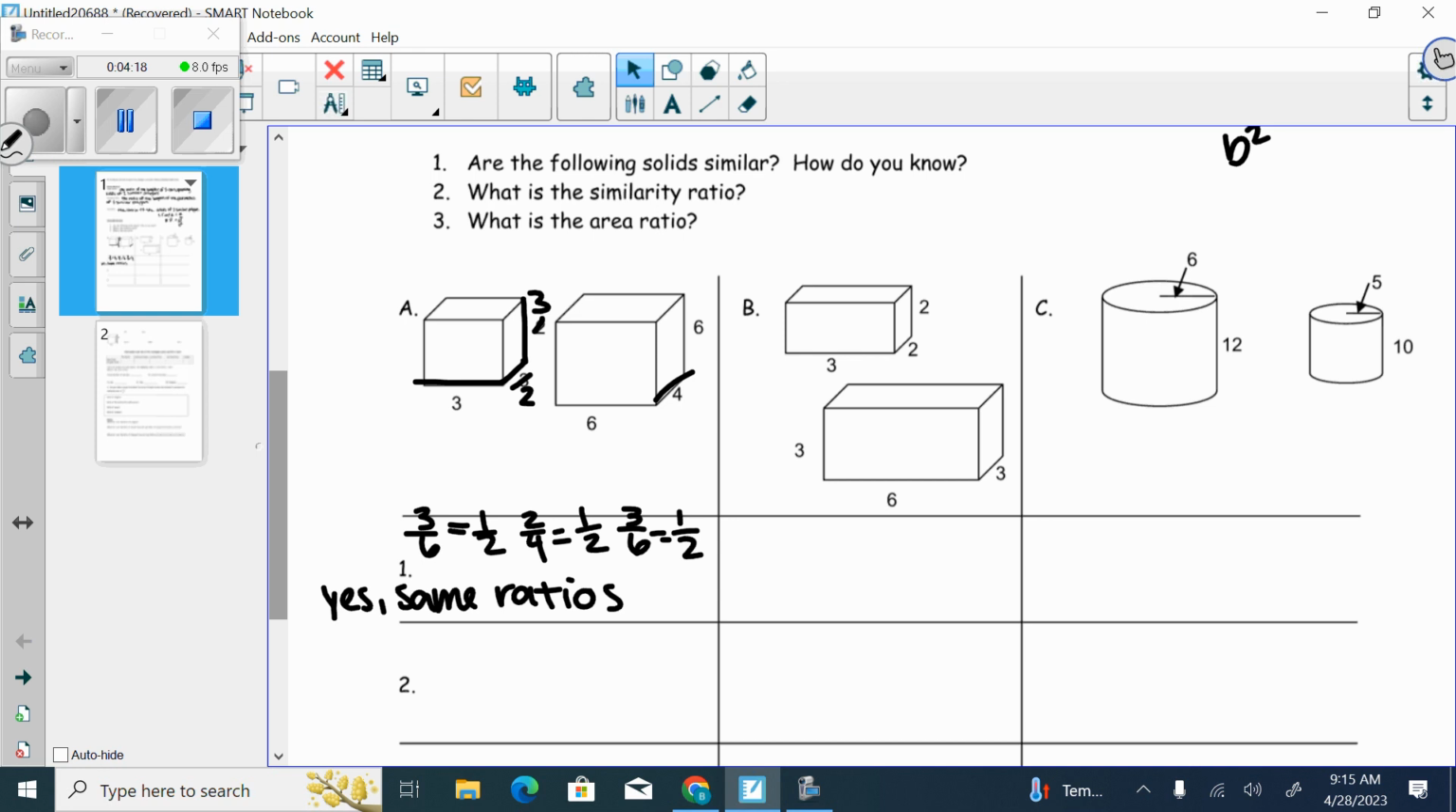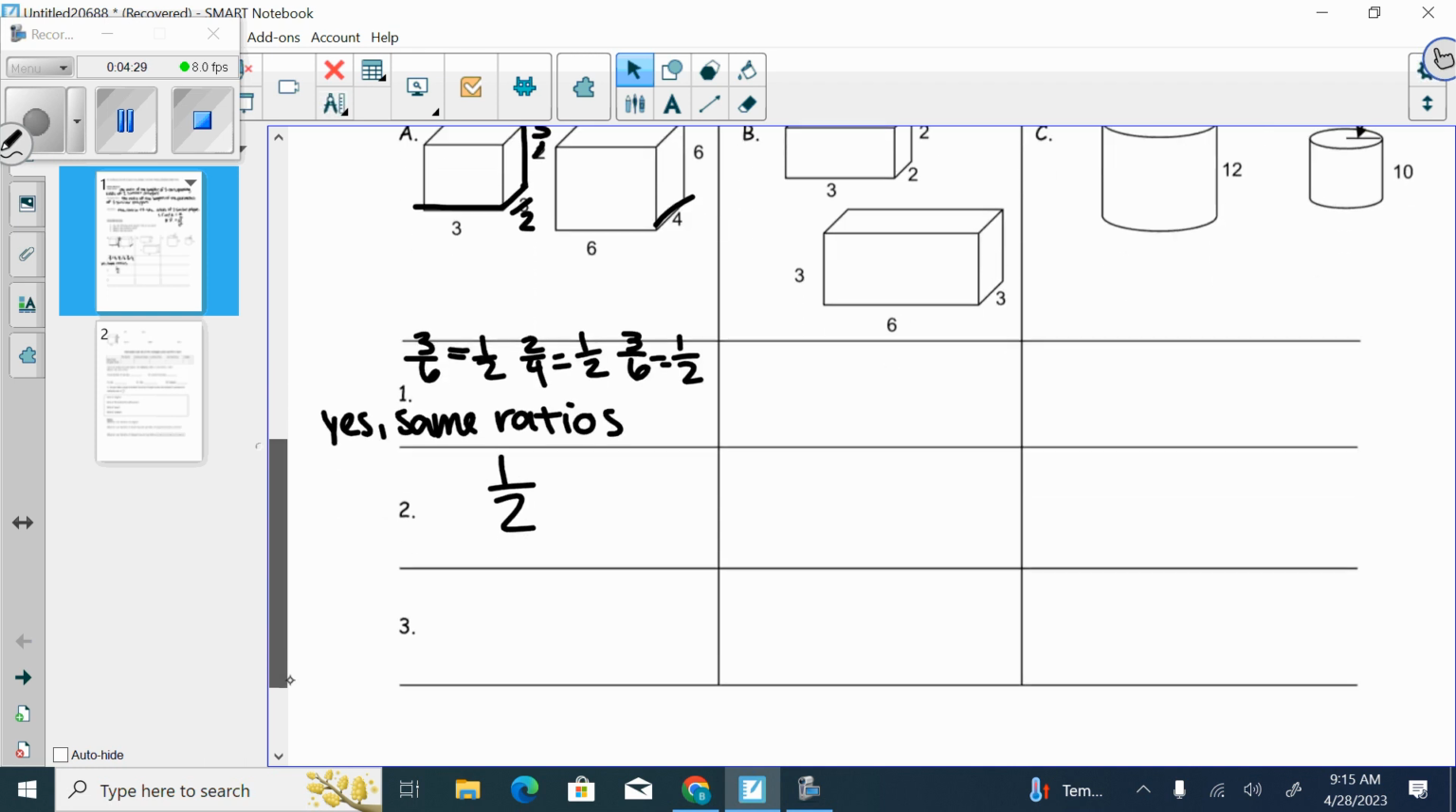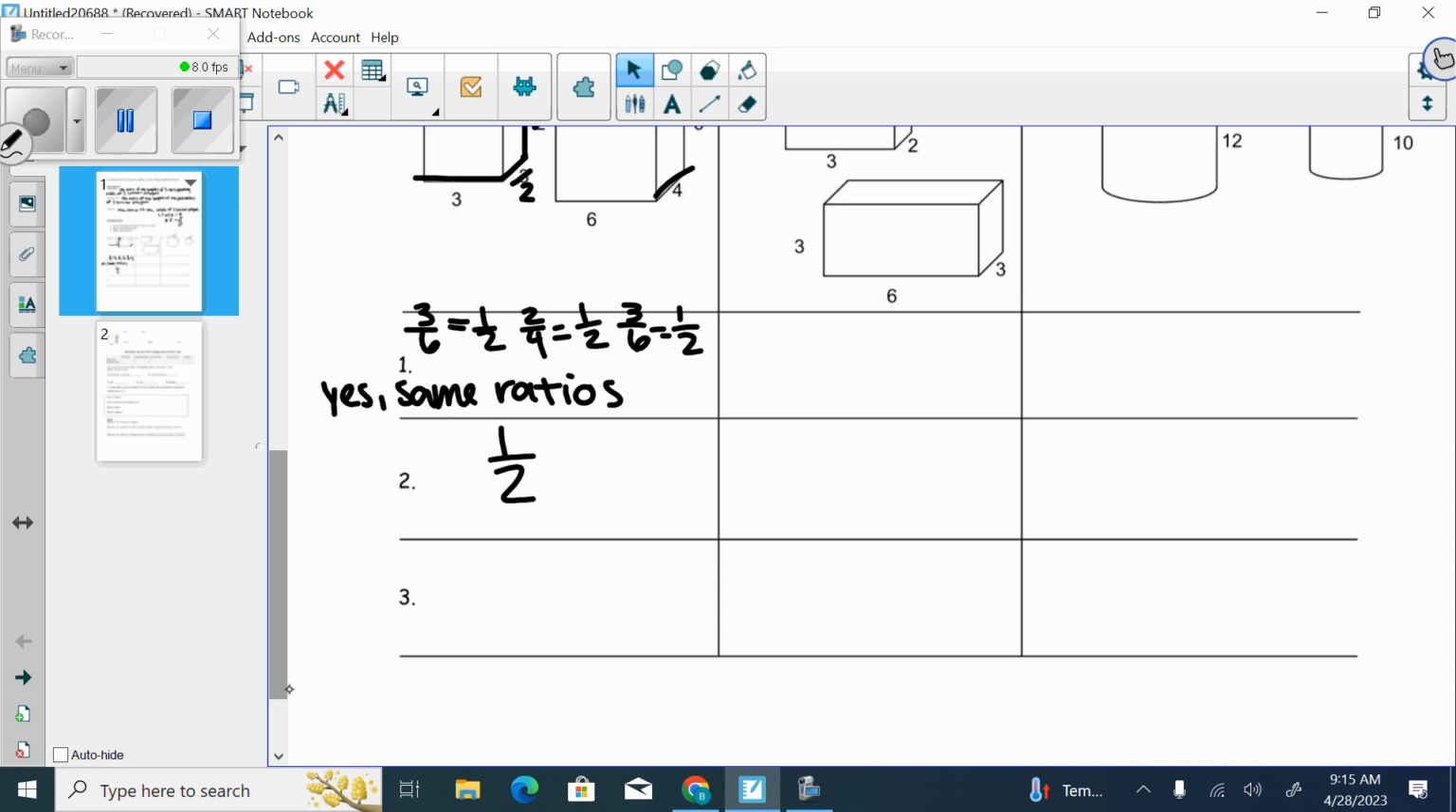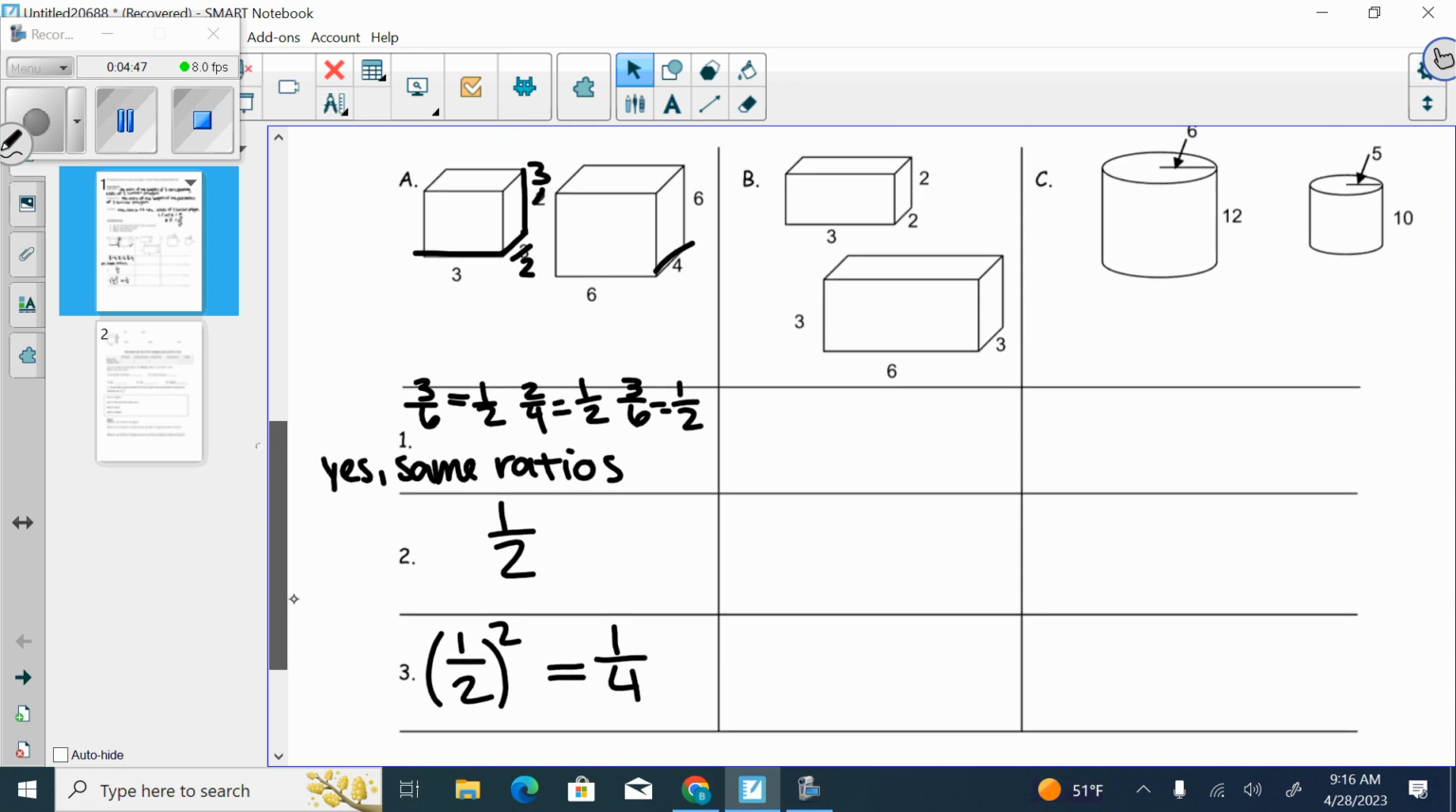All right, so since we said yes, they say we need to give them the similarity ratio. So what did we think our ratio was after simplifying those? 1 to 2, good. And then they also want us to write that as an area ratio. So what do I do to turn it into an area ratio? Square it. So what does it become? Very good. All right. Example B.